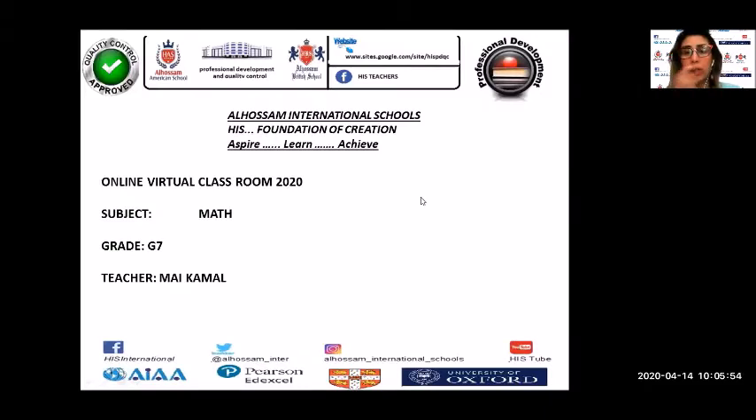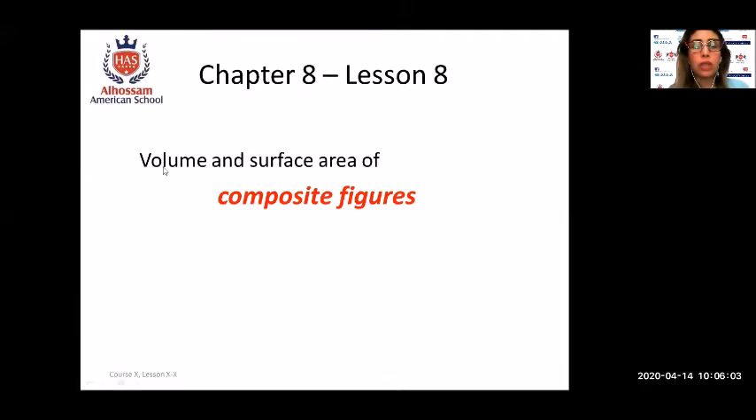Okay, guys, for the previous lessons, we have been talking about the volume and surface area of certain shapes. Today we are going to extend the last session on this topic. Our topic today is to find the volume and surface area of composite figures.